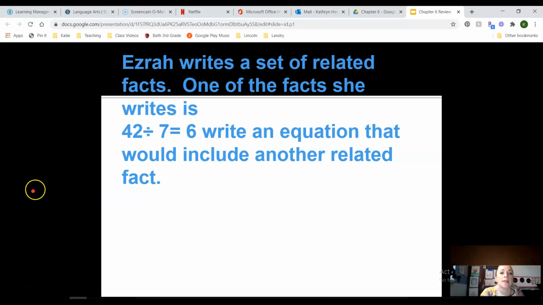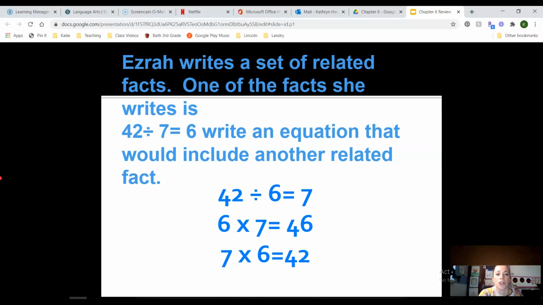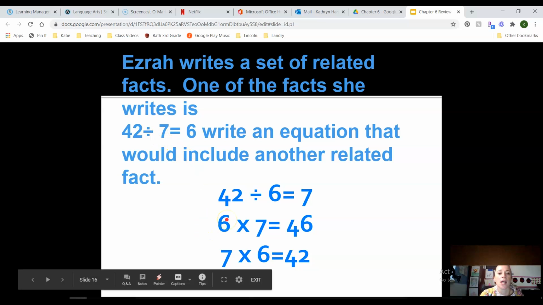Please write down one set of related facts to 42 divided by 7 is 6. The fact that you must write must have a 42, a 7, and a 6. Otherwise, it is incorrect. These are the 3 answers that you could have chosen from. You could have done the other division problem. 42 divided by 6 is 7. All they did was flip the quotient and the divisor. You could have also done 6 times 7 is 42. That's a typo. Or 7 times 6 is 42.